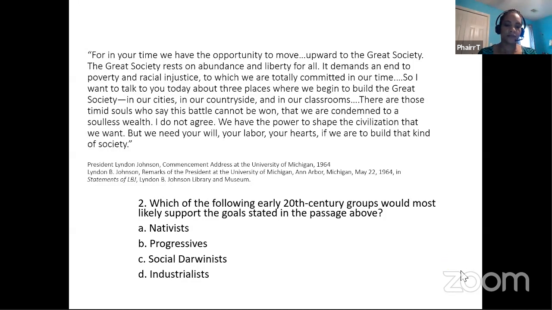Okay, and the response would be? Progressives. Thinking about 20th century groups, progressives really wanted to change things. They were the ones who were fighting all the policies from the Gilded Age. So they definitely would have agreed with some of the policies from the Great Society.